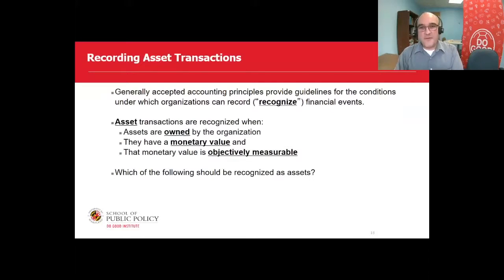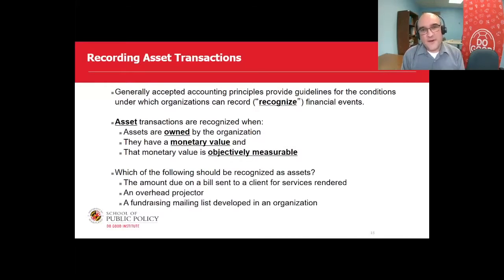The issue with every financial transaction is whether or not, and when, the organization should recognize the transaction as a financial event. If the transaction affects an asset, then the transaction is recognized when the asset is owned by the organization, when it's entitled to them, when the asset has a monetary value, and when that monetary value is objectively measurable.